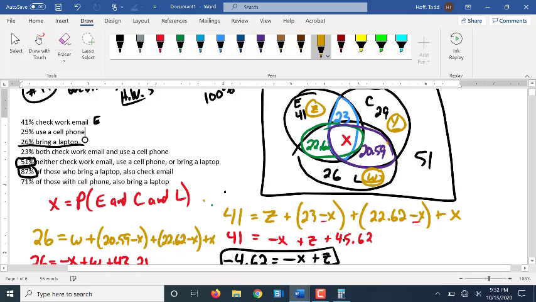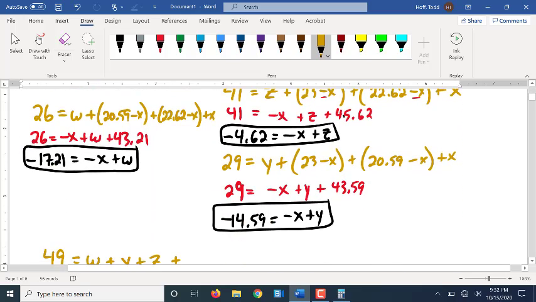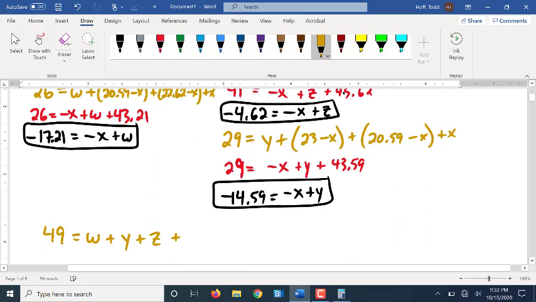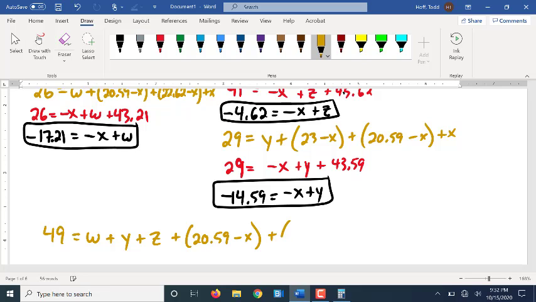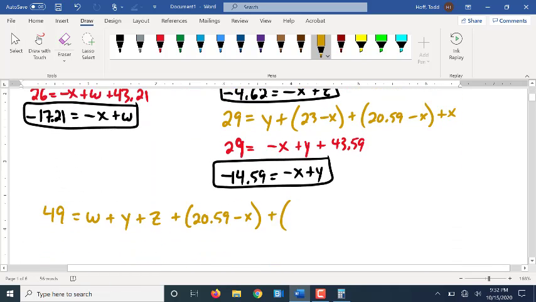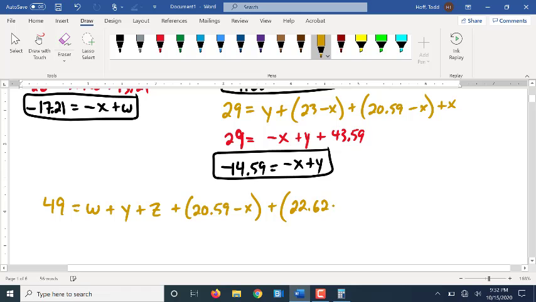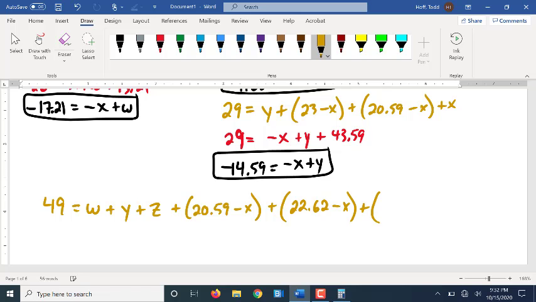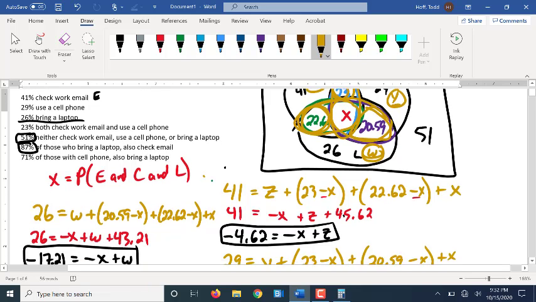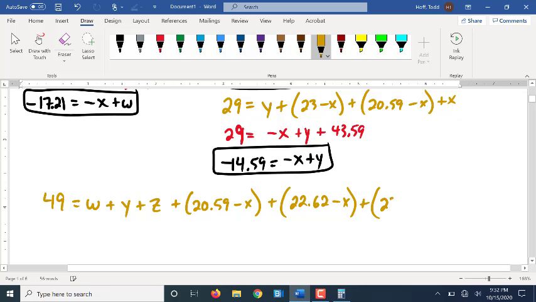Plus the 20.59 minus x. The minus x means that's all I'm getting is this piece here. Plus 22.62 minus x means that's only going to get this piece, so 22.62 minus x. Plus this up here would be 23 minus x. Again, so I get this piece and not the x. And then, of course, plus that center piece of x.